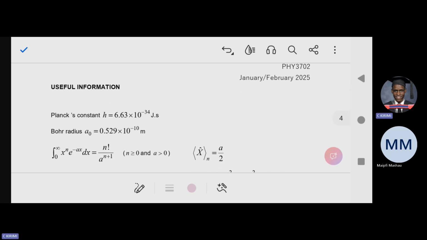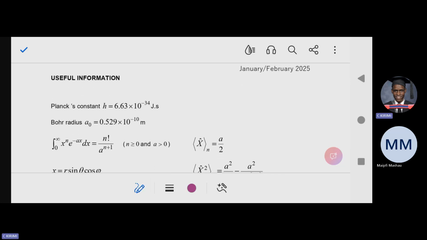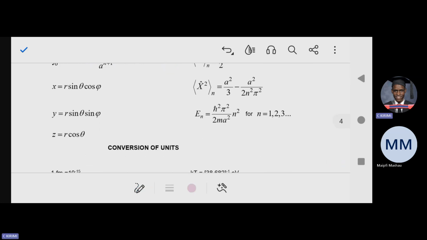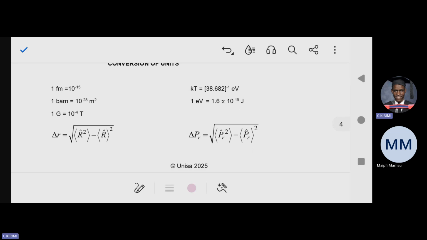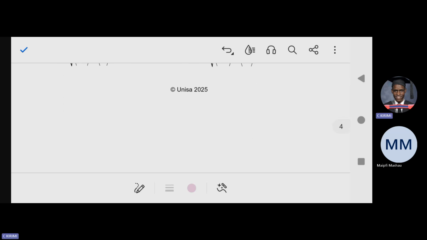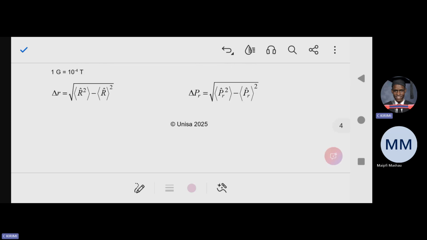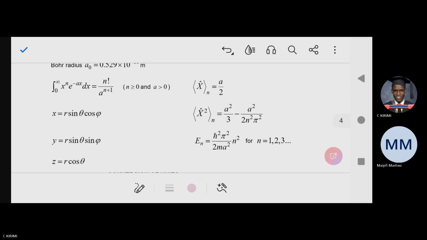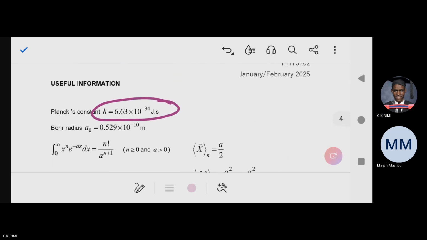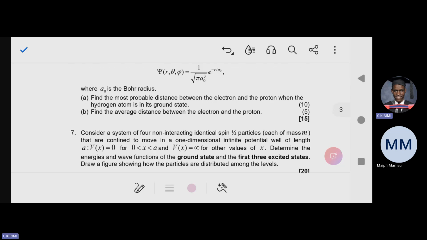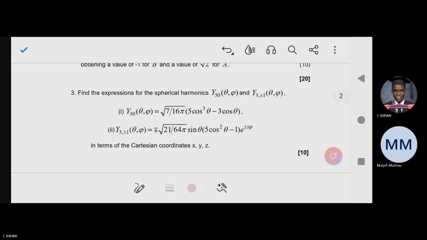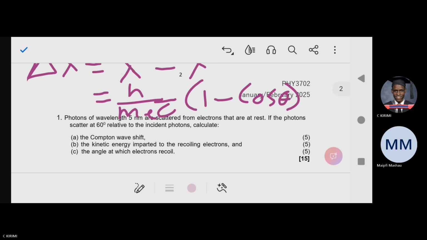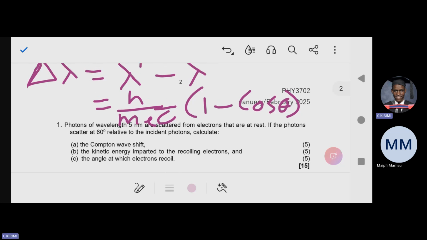The Compton wavelength is h over the mass of an electron multiplied by the speed of light. Here you can see that the mass of the electron was not given, so they required you to take it in this case, for the Compton wave shift.